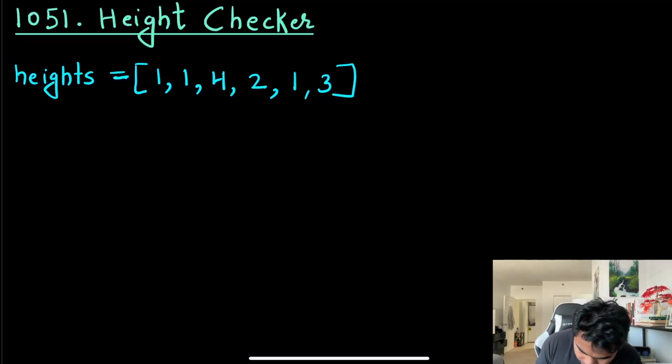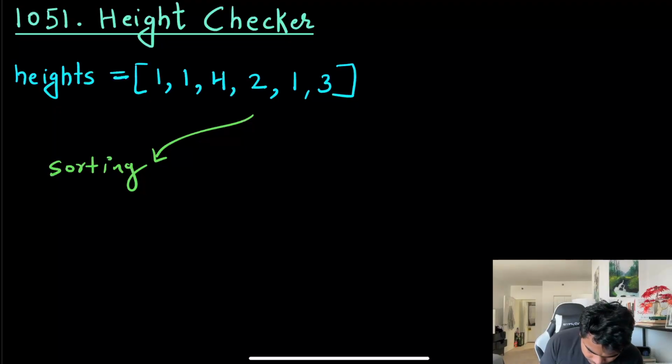By the way, once I have that expected array, then I can iterate over the expected or heights array and check for each index what are the values that don't match, and then I will return that. So there are two ways of doing it. First is sorting. I will sort this heights.